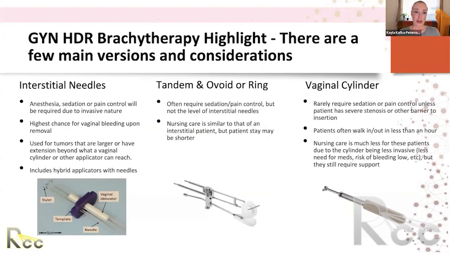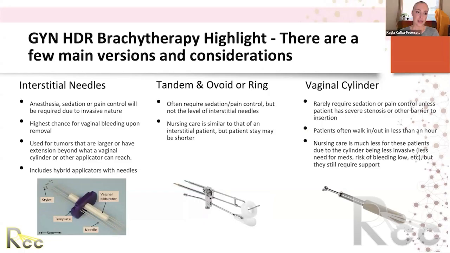So again, to highlight GYN, there are 3 main versions and considerations: interstitial needles, tandem and ovoid or ring, and then vaginal cylinder. Anytime from a nursing standpoint that there are interstitial needles, this is where there's going to need to be pain control, usually anesthesia or sedation, depending on what resources are available. There's a higher chance for vaginal bleeding when these get taken out.